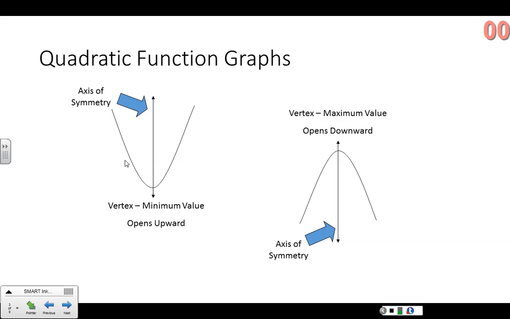If a parabola opens upward, we say that its vertex is a minimum value. That's the lowest point on the function. There's always an axis of symmetry in a parabola. The left side matches the right, especially on a quadratic function. Remember, it has to pass the vertical line test to be a function first and foremost. So you have a vertical axis of symmetry. The vertex for a parabola that's opened upside down would have a maximum value of the parabola.